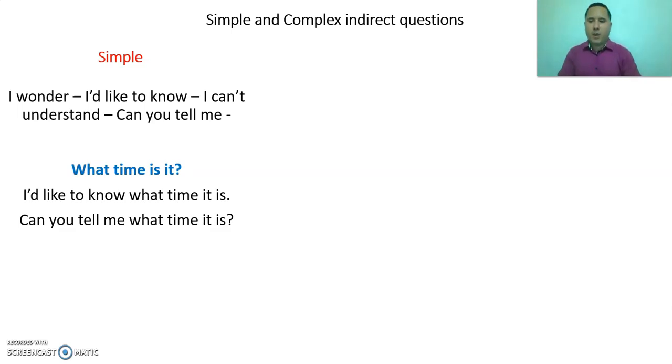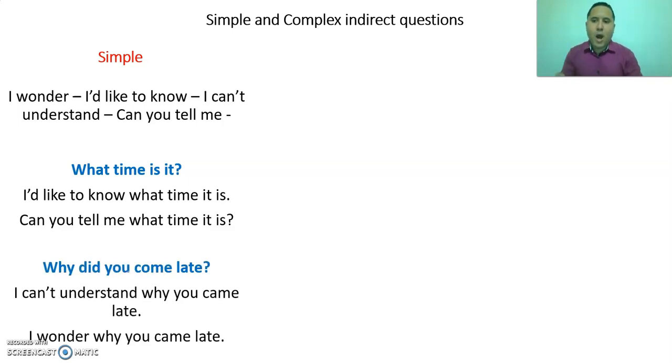So what happened, guys? Look at this. Number one, what time is it? The indirect question is, I'd like to know what time it is. Very simple. You choose one of those phrases and you put it right before the question, or the indirect question, all right? So, I'd like to know what time it is. Or the question, can you tell me what time it is?